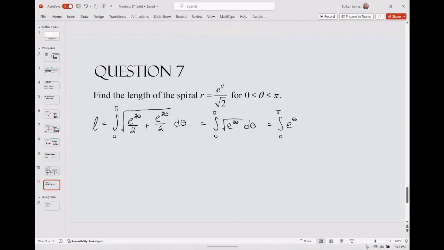The fact that theta is between 0 and pi is irrelevant. E to the theta is a positive function. It's always positive. Right? Range of e to the x, 0 to infinity. It's also never 0. So it's actually strictly positive. It's not non-negative, it's strictly positive. So we don't need the absolute values.